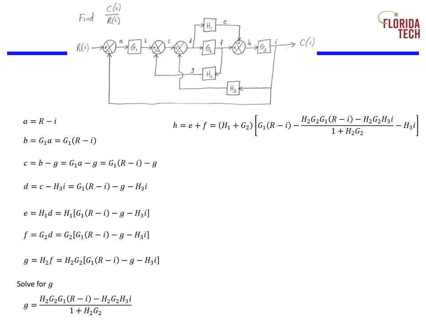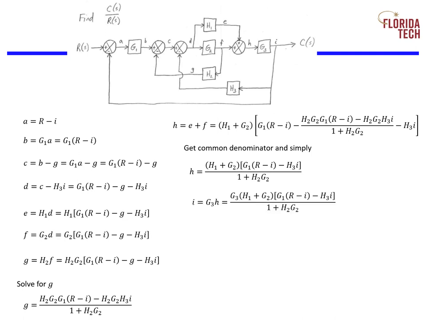Little h equals little e plus little f. For this, we have to get a common denominator and then simplify. So there's the simplified expression for little h. Many of the elements or terms canceled. Little I equals G3 times little h. We see that there's an I on both sides of the equation, so we need to solve for it. Solving for I, we get the equation shown.